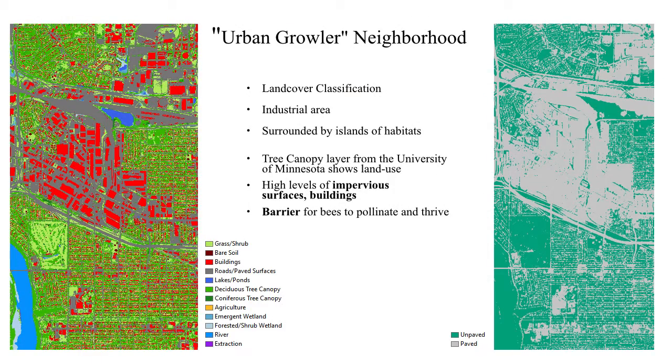We call this area the urban growler neighborhood. These maps show land cover classification, and the tree canopy layer is from the University of Minnesota, which shows land use. This area is a very industrial area and has high levels of impervious surfaces and buildings, which are barriers for bees to pollinate and thrive.